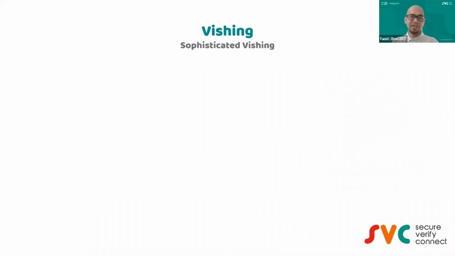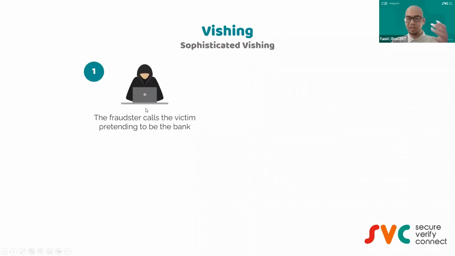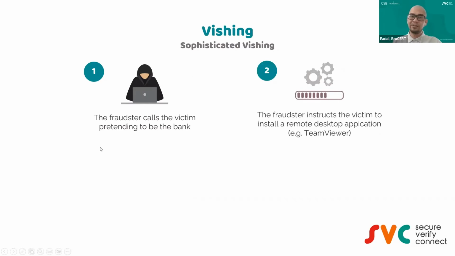And then, as mentioned previously, there is also a sophisticated phishing attack. The fraudster may call the victims impersonating a bank. So we'll be sharing types of sophisticated phishing. The first, the fraudster calls the victim impersonating a bank, and then instructs the victim to install a remote desktop application, like TeamViewer and so on.